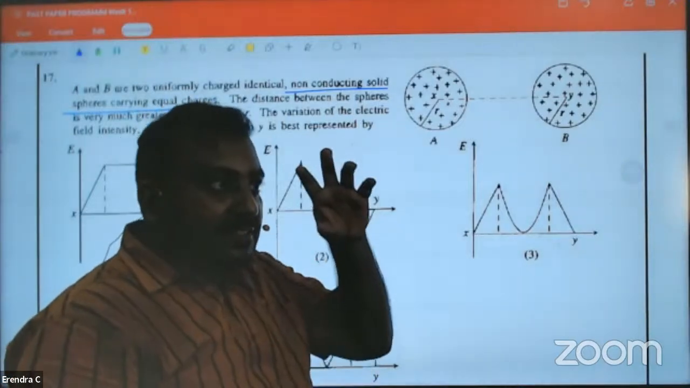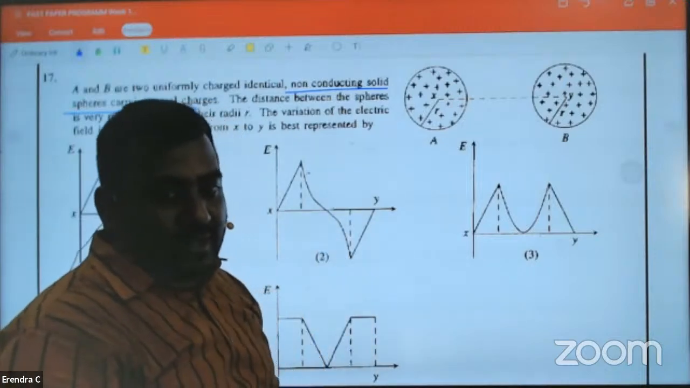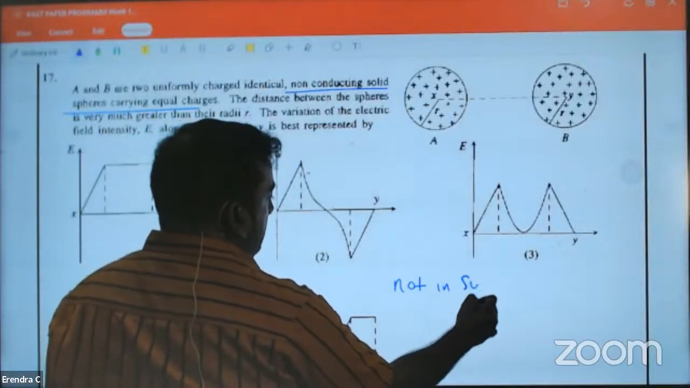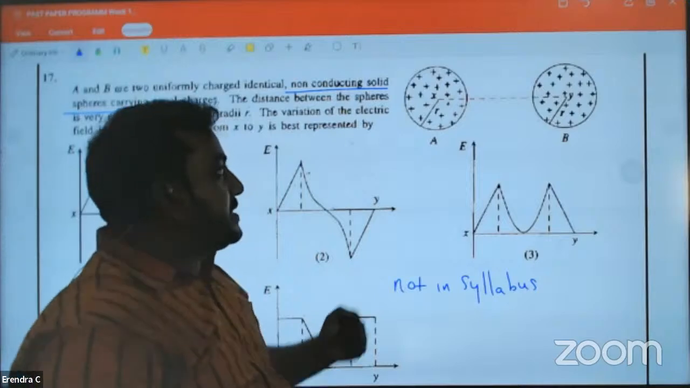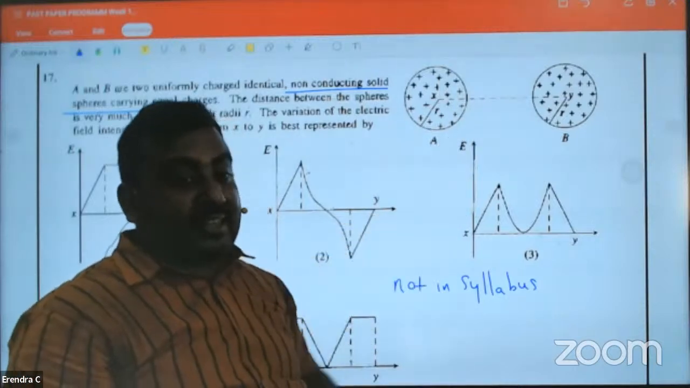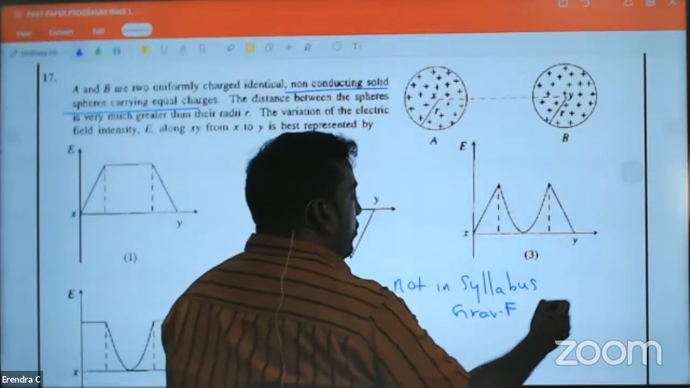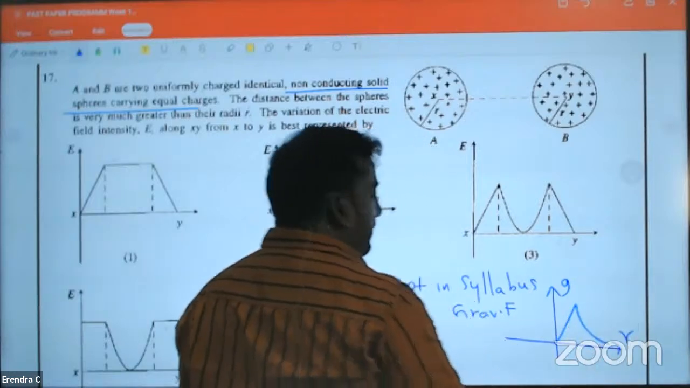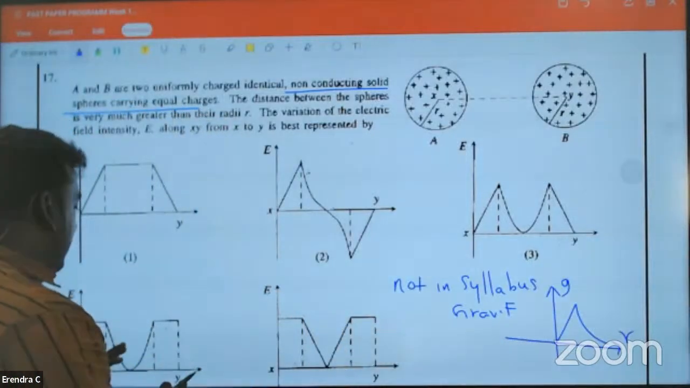But the variation of the gravitational field strength inside the earth, you should know. It's a straight line variation. So this is not in the syllabus, but for your additional knowledge, the variation here is the same as the variation of the gravitational field strength inside the earth. You would have learned this: inside, straight line; outside, curve. So this inside straight line, outside curve variation will come.